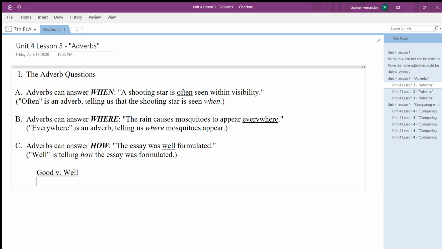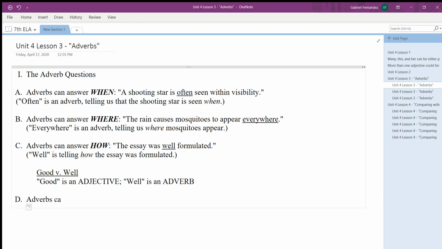So to clear the argument, good is an adjective. Now that we've gone over adjectives, I can explain this a little bit better. Good is an adjective, well is an adverb. You can have a good dinner. You can have a good result on your test, but you can do well. You can study well. You can formulate essays well. Okay? Well is an adverb, good is an adjective. Moving on.